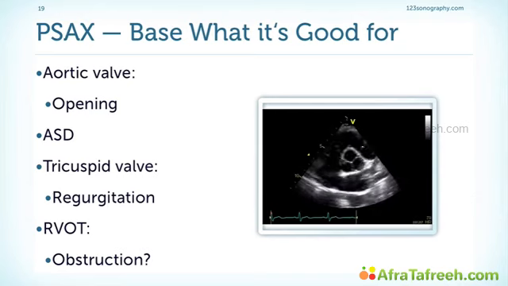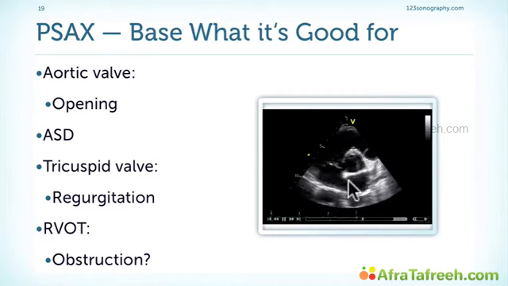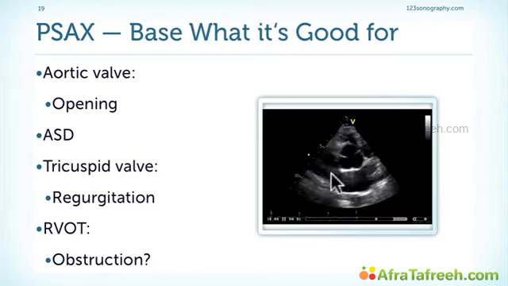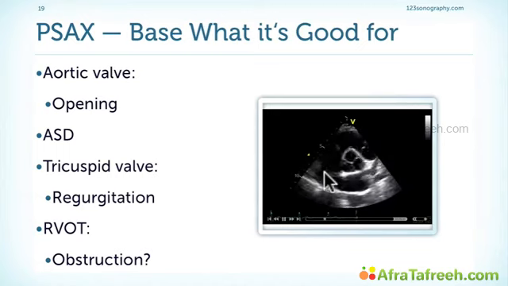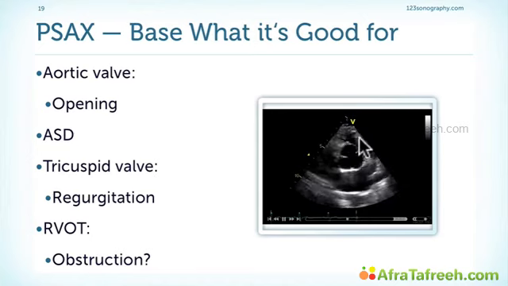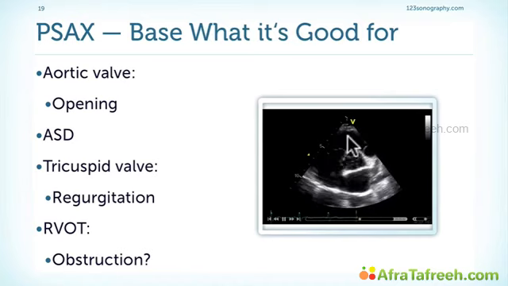What is the parasternal short axis view good for? It's the view where we can assess the opening and closure of the aortic valve very nicely. We can see the three cusps of the aortic valve here, and we can determine if the opening excursions are normal or not. Furthermore, we have the potential to see atrial septal defects here in the region of the interatrial septum. We also see the tricuspid valve, thereby we can look at tricuspid regurgitation. And we're very close to the right ventricular outflow tract, so we can look at pathologies located in this region as well, for example, if you have RVOT obstruction.